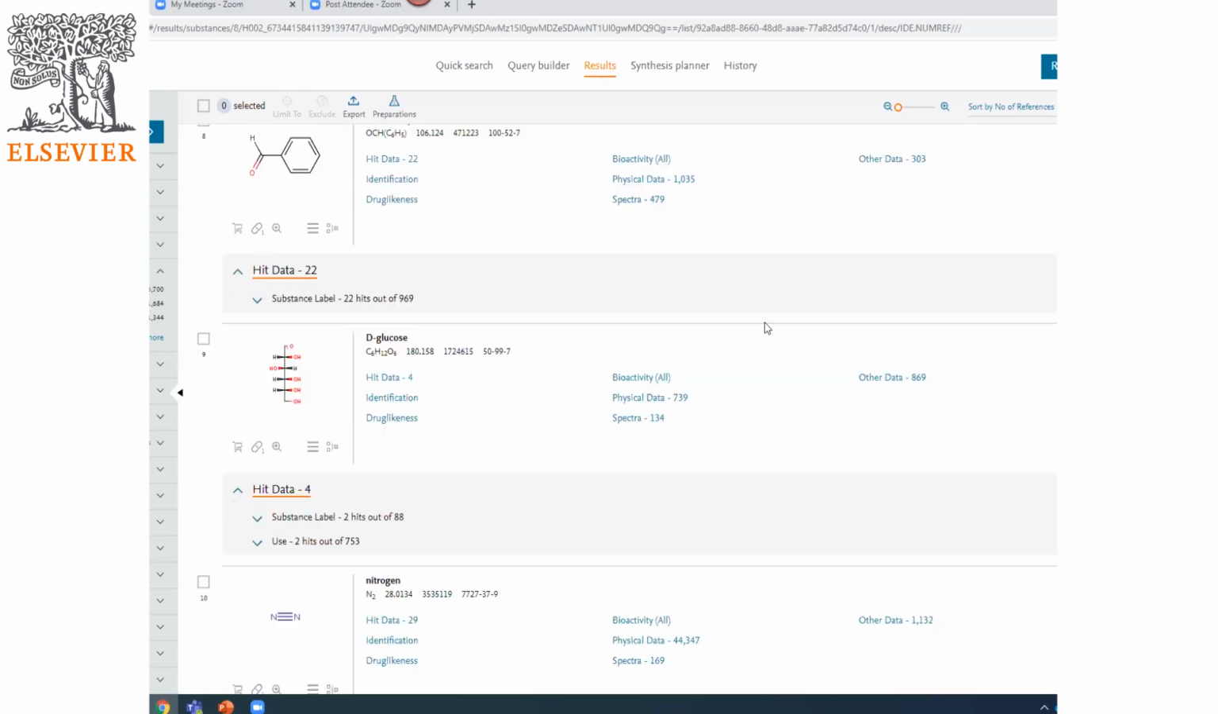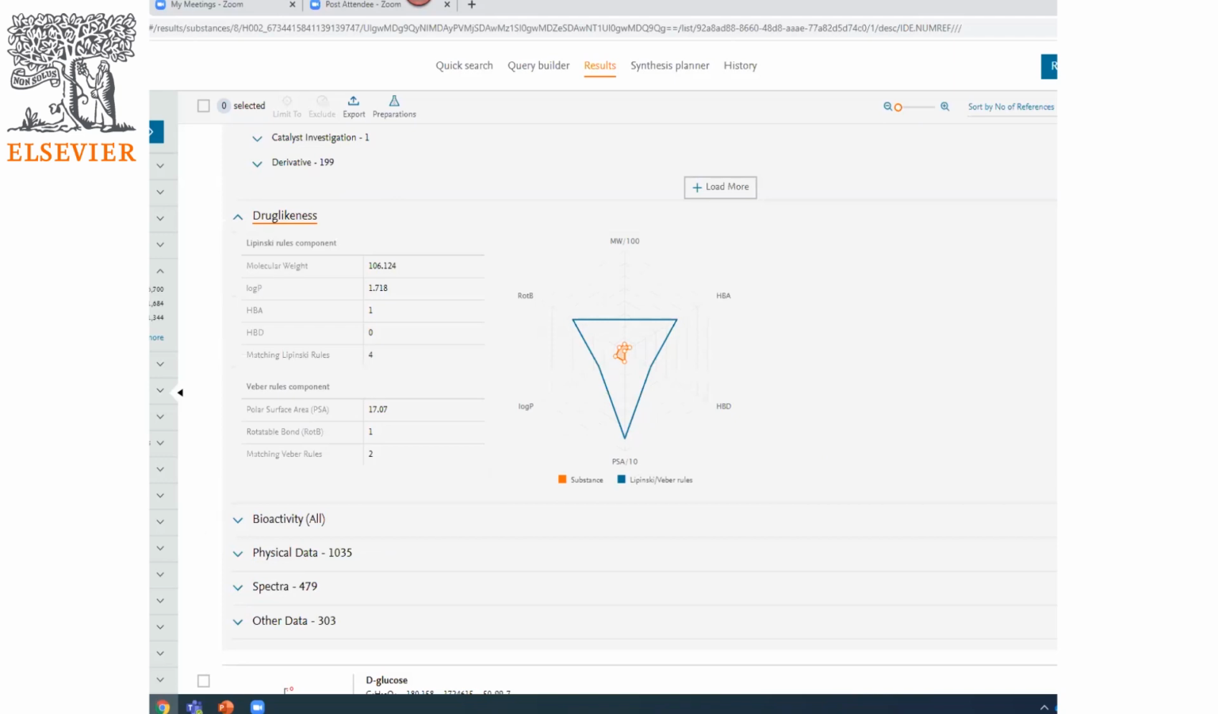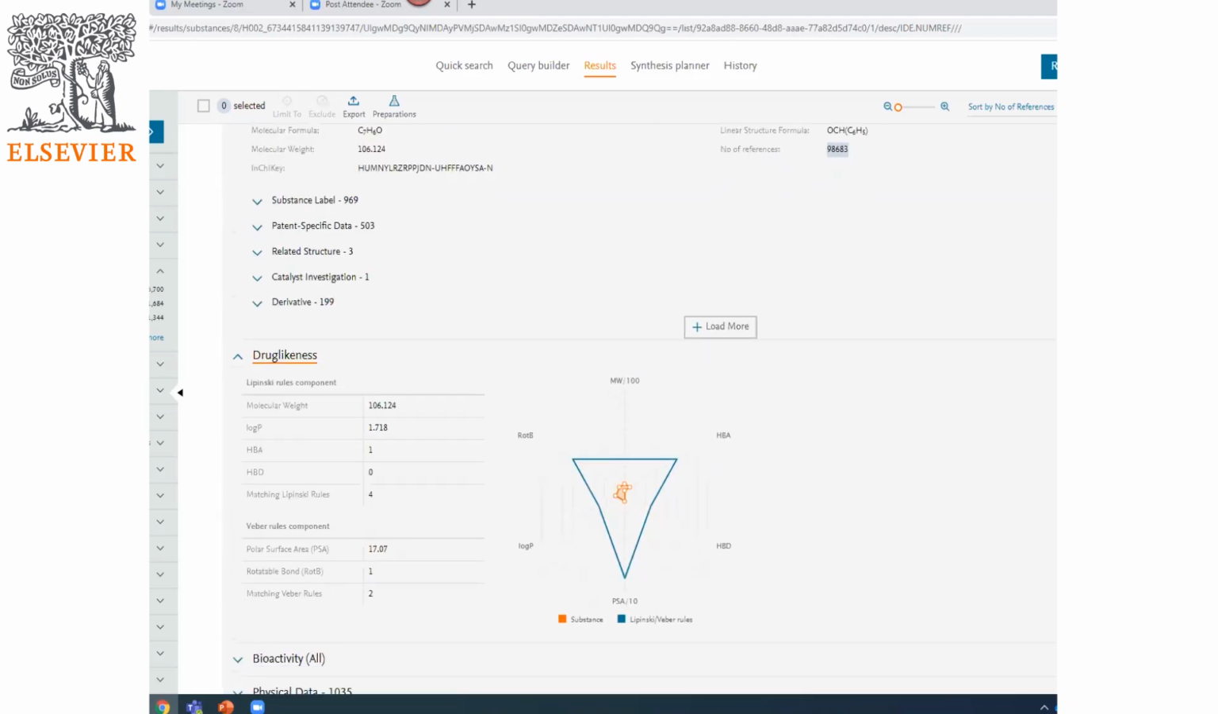What I like much more is this one, drug likeness. It might be of interest if this molecule looks like a drug. To answer this question, scientists developed Lipinski rules, and this is the component, and Weber rules. This is a component of the Weber rules, which are predicted properties. And if your molecule is inside of this triangle, it means that the molecule is drug-like. If the molecule on some of the axes goes outside of this triangle, it means that there is a low chance that the molecule will look like a drug.